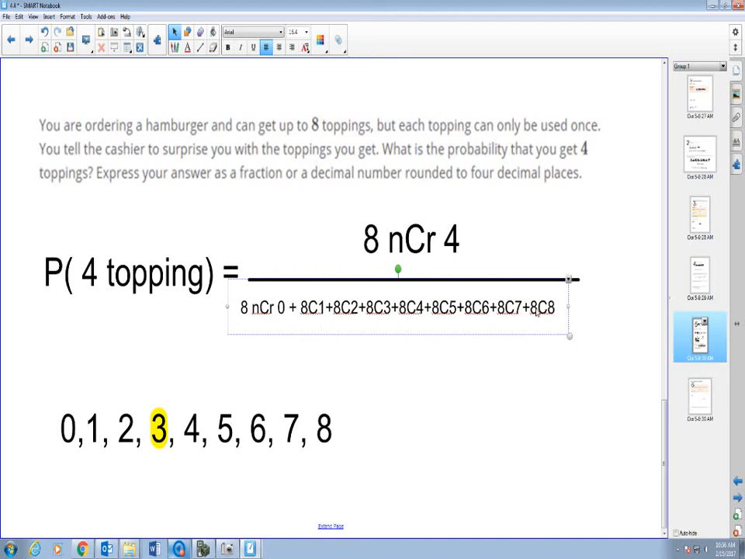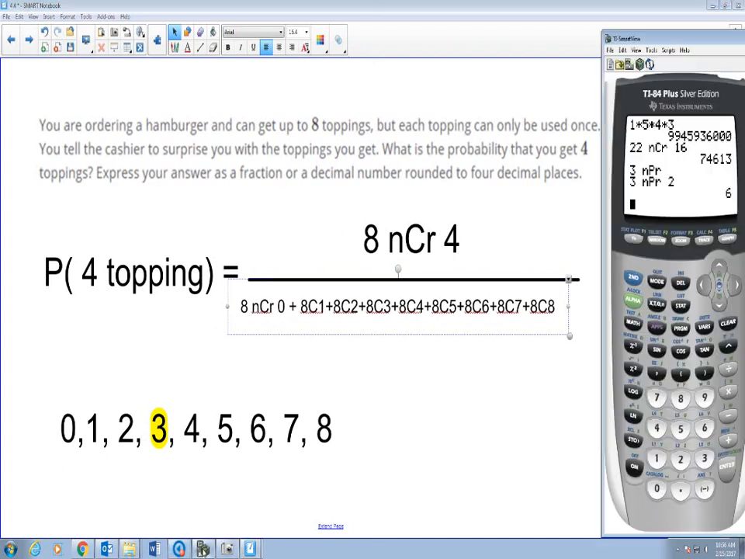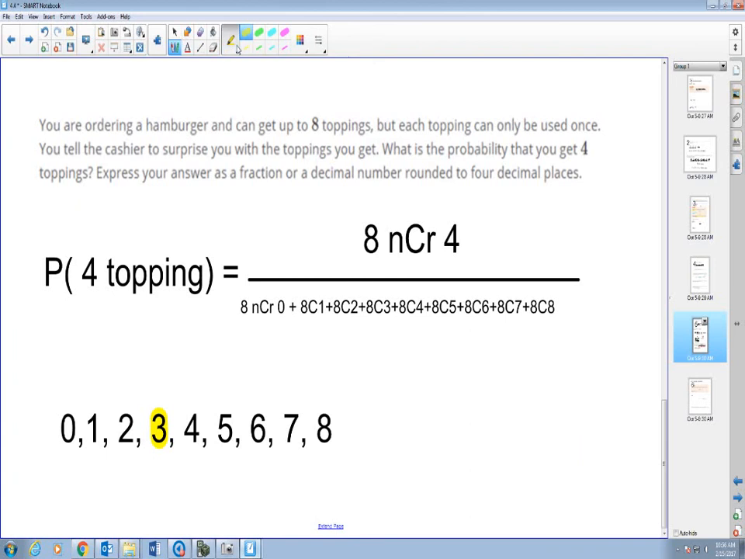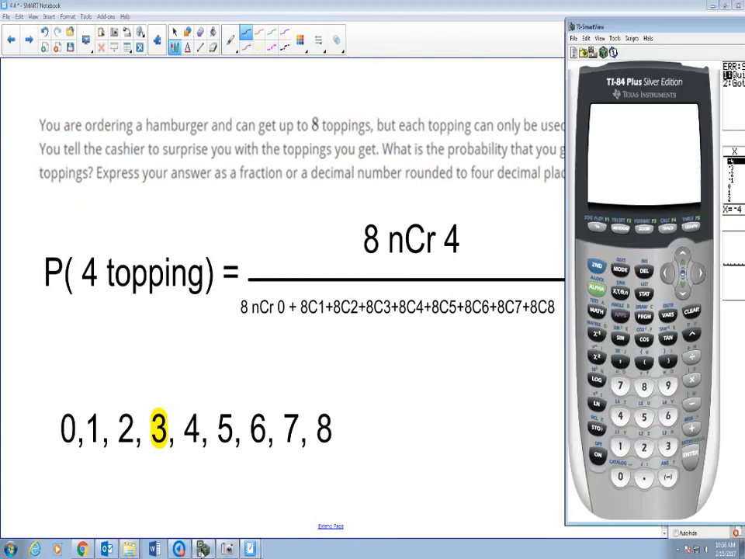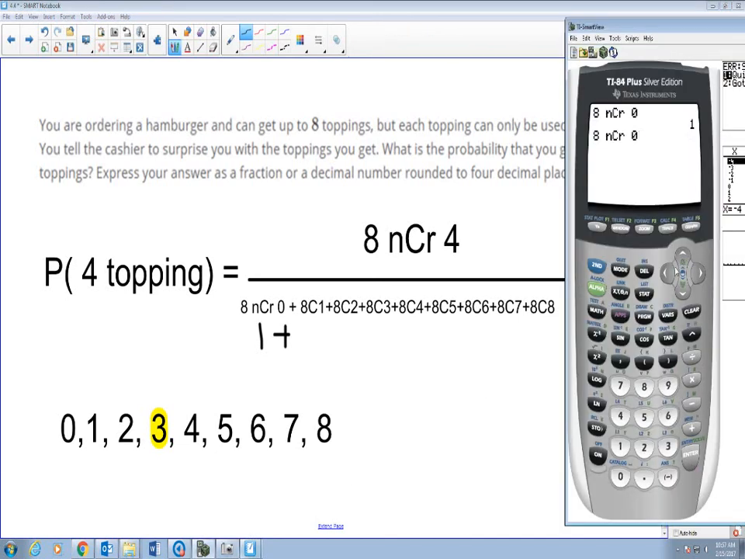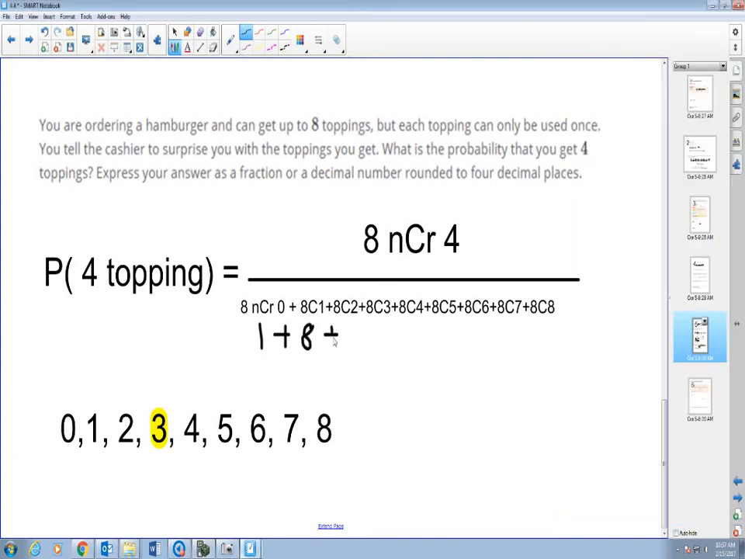Choosing all 8 of them has got to be only one way. 8 toppings, choosing none of them. So let's do this one at a time. I'm gonna write it down here. 8 toppings, choosing none of them, that's only one way, so that makes sense. Plus 8 choosing 1, so that's 8 ways. Plus 8 choosing 2.